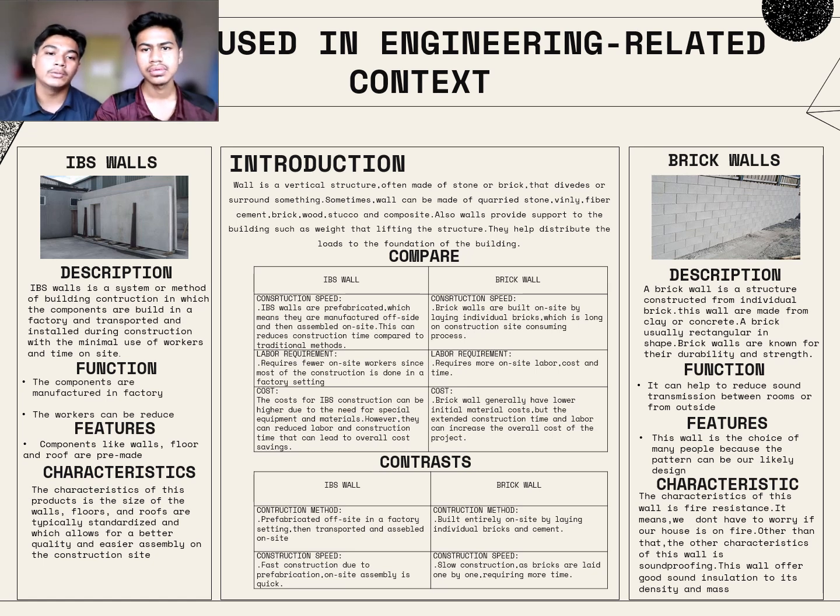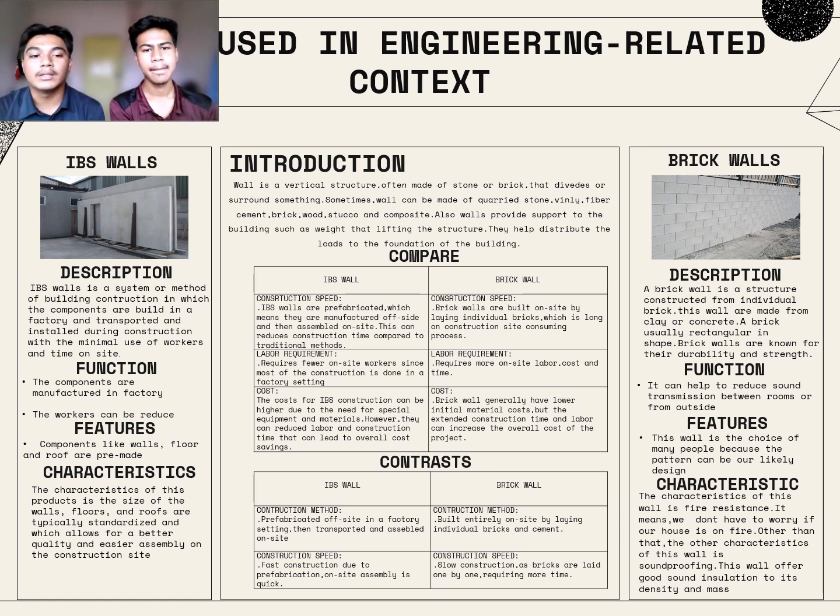I will continue to present about our second product. First, let me talk about the description of the brick wall. A brick wall is a structure constructed from individual bricks. These walls are made from clay or concrete. A brick is usually rectangular in shape. Brick walls are known for their durability and their strength.